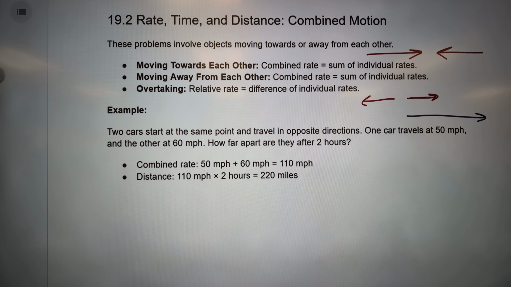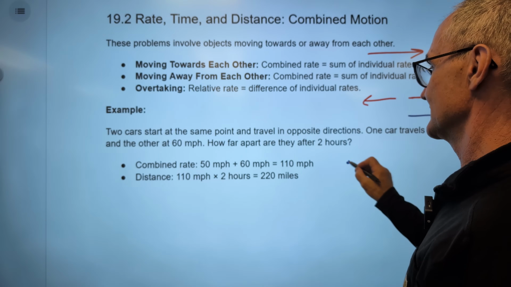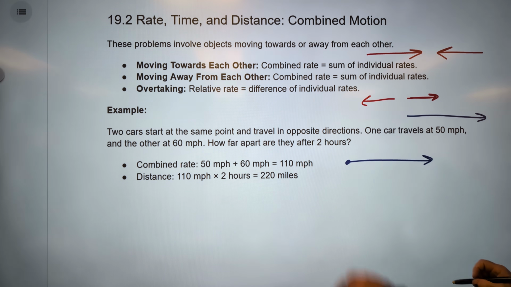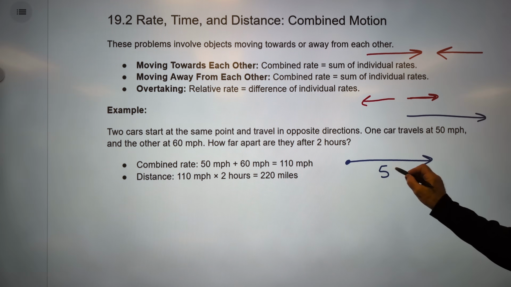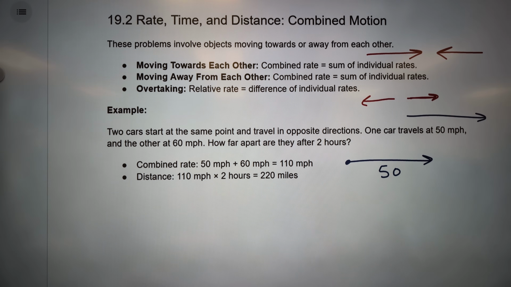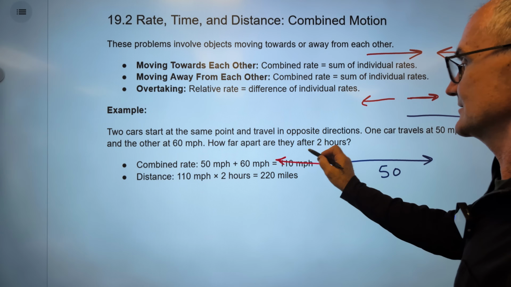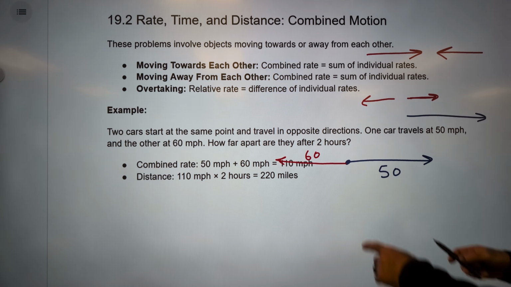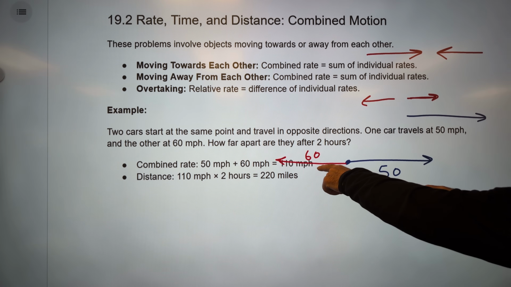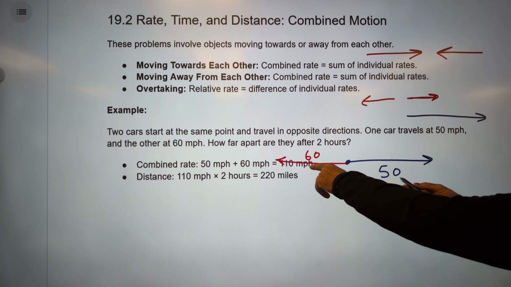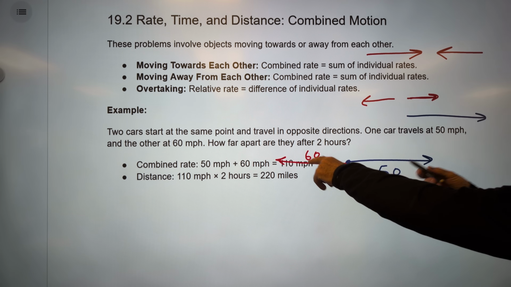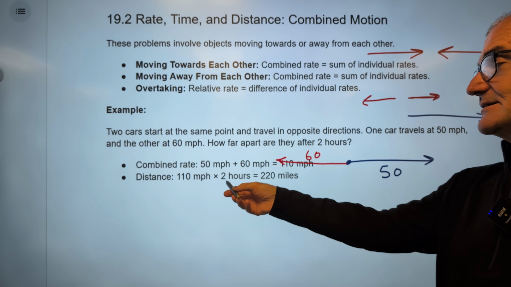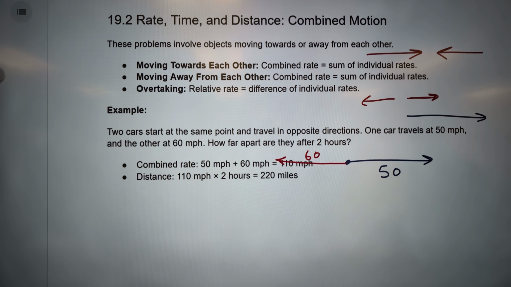All right, let's take a look at this one right here. Two cars start at the same point and travel in opposite directions. I'm going to say one's blue, one's red. One car travels at 50 miles per hour and the other at 60 miles per hour. How far apart are they after 2 hours? This is a rate, miles per hour. They're traveling apart. So after 1 hour, they're traveling 110 miles apart. So after 2 hours, I take that 110 and I multiply it by the 2 hours to get 220 miles apart.